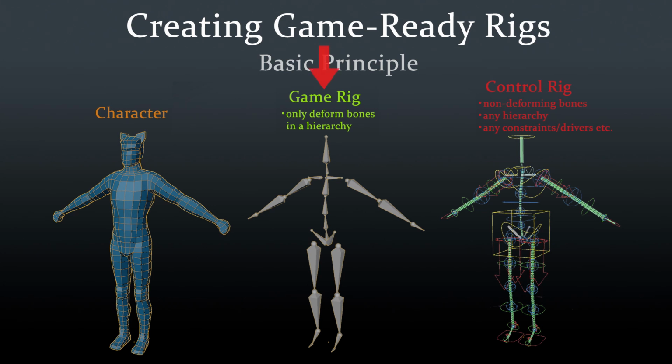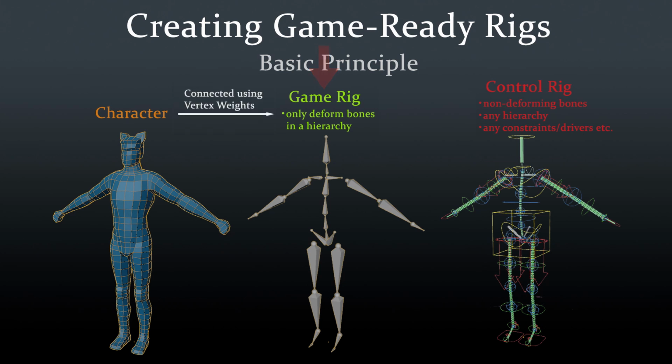We have a game rig which consists of deforming bones that are parented in the exact hierarchy that we need for our game. Usually that would be a logical hierarchy, so the lower arm is parented to the upper arm, to clavicle, clavicle to chest, and so on. All we'll do here is simple parenting. And our character will be directly deformed by this game rig.